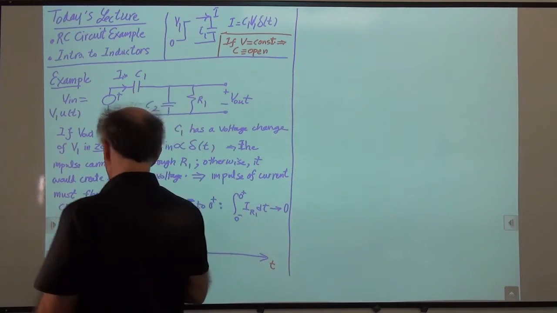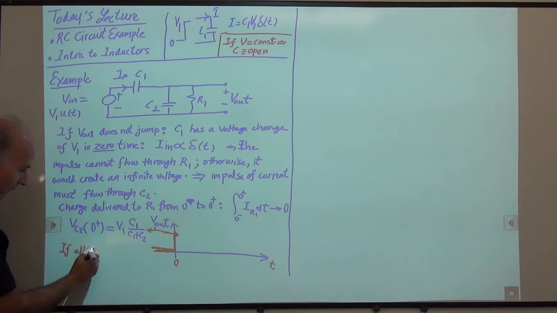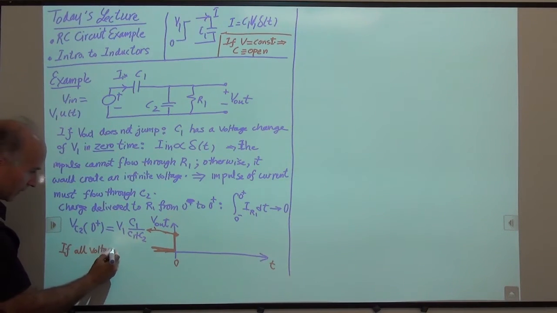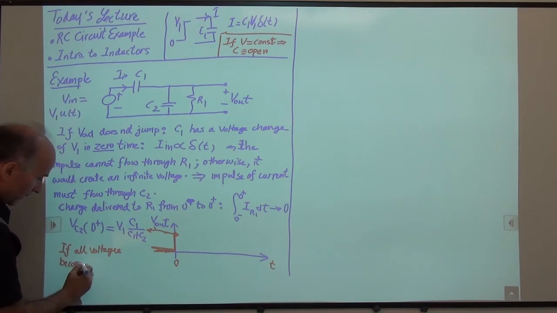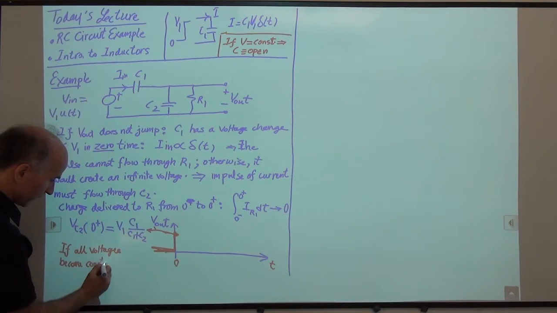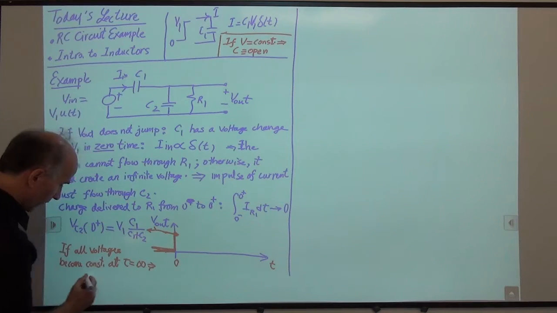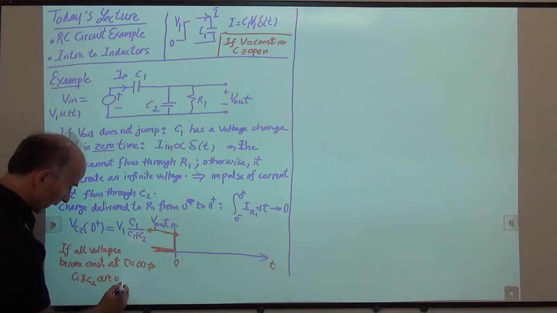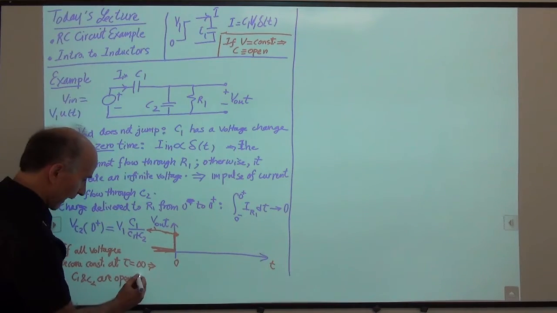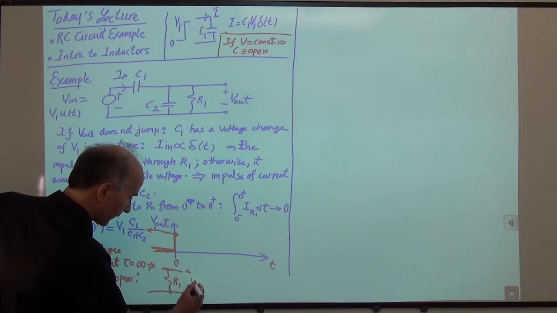So our prediction is if all voltages become constant at t equals infinity, then C1 and C2 are open, right? They're open circuits. And that means that all we have is a resistor like this, R1. There's nothing connected to it, so V out has to be 0.